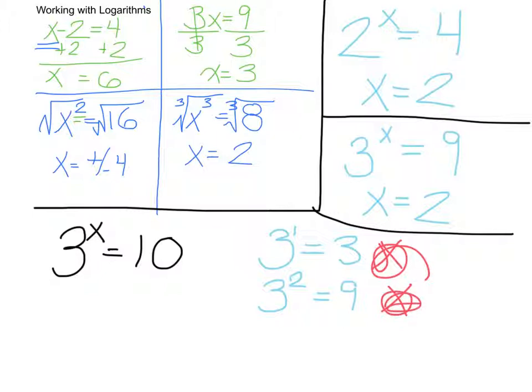Or maybe we want to go one more up. Maybe it's 3 to the third power, but that equals 27, so we've gone too far. If 3 to the second gets us 9, and 3 to the third gets us to 27, then 3 to the x must be some power between 2 and 3, but how do I get to that?